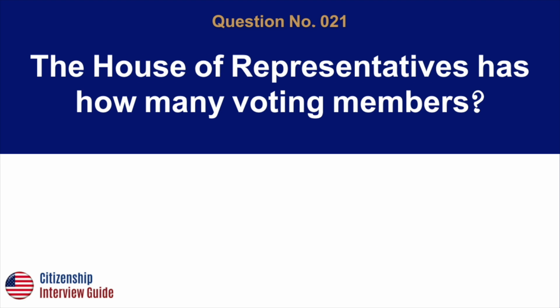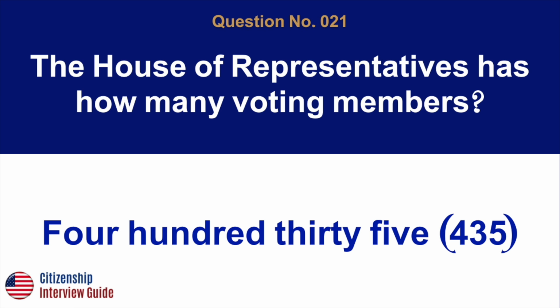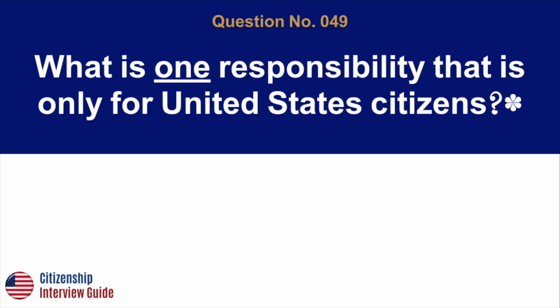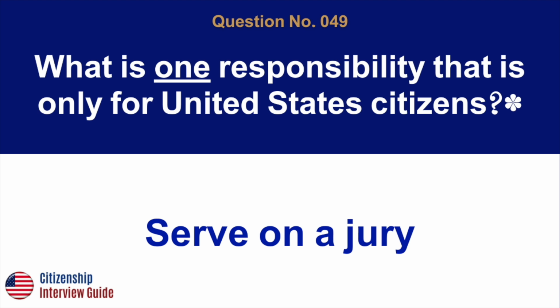The House of Representatives has how many voting members? 435. What is one responsibility that is only for United States citizens? Serve on a jury.